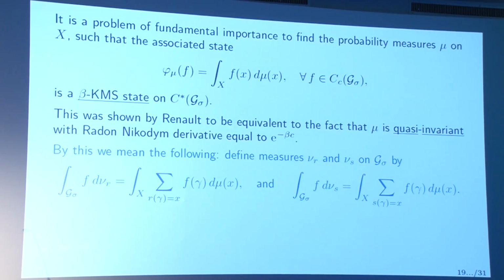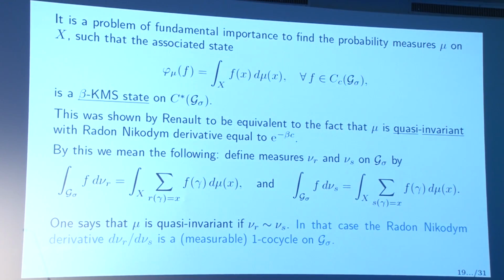So mu is a measure originally defined on the unit space, and we lift that measure up to the groupoid in two different ways. And we say that mu is quasi-invariant if these two measures lifted up to the groupoid are equivalent to each other. And every time you have this phenomenon, the Radon-Nikodym derivative of one measure with respect to the other is a measurable cocycle on the groupoid.